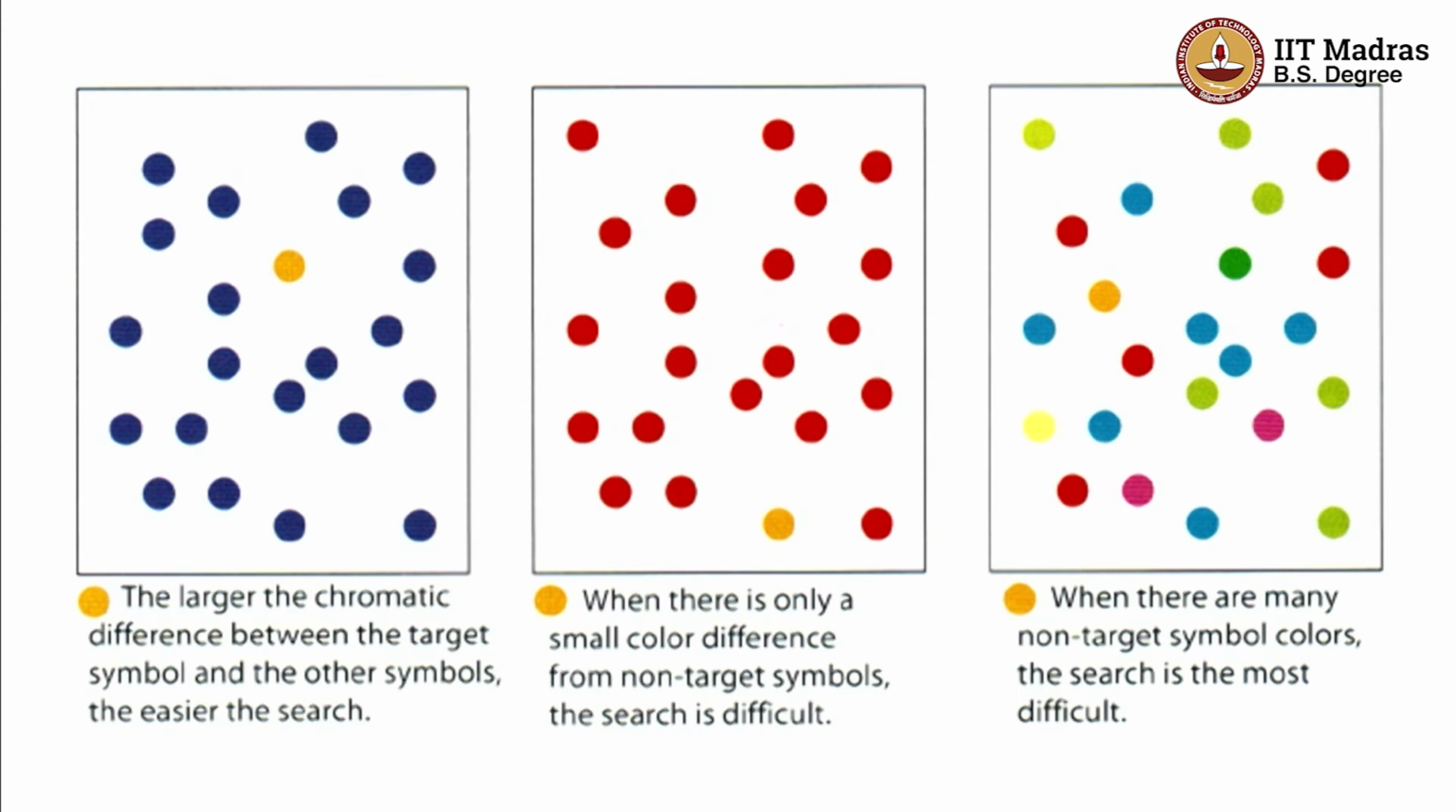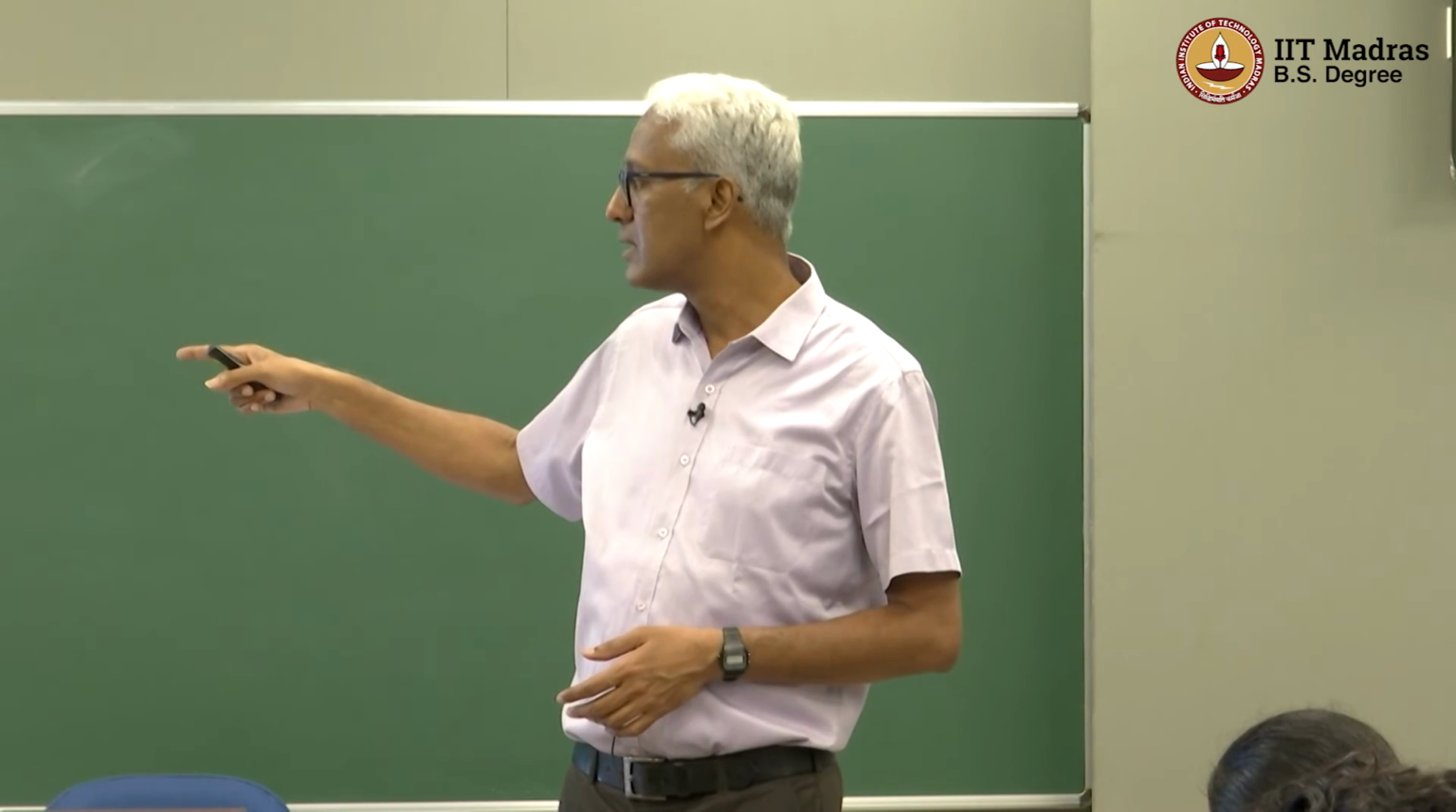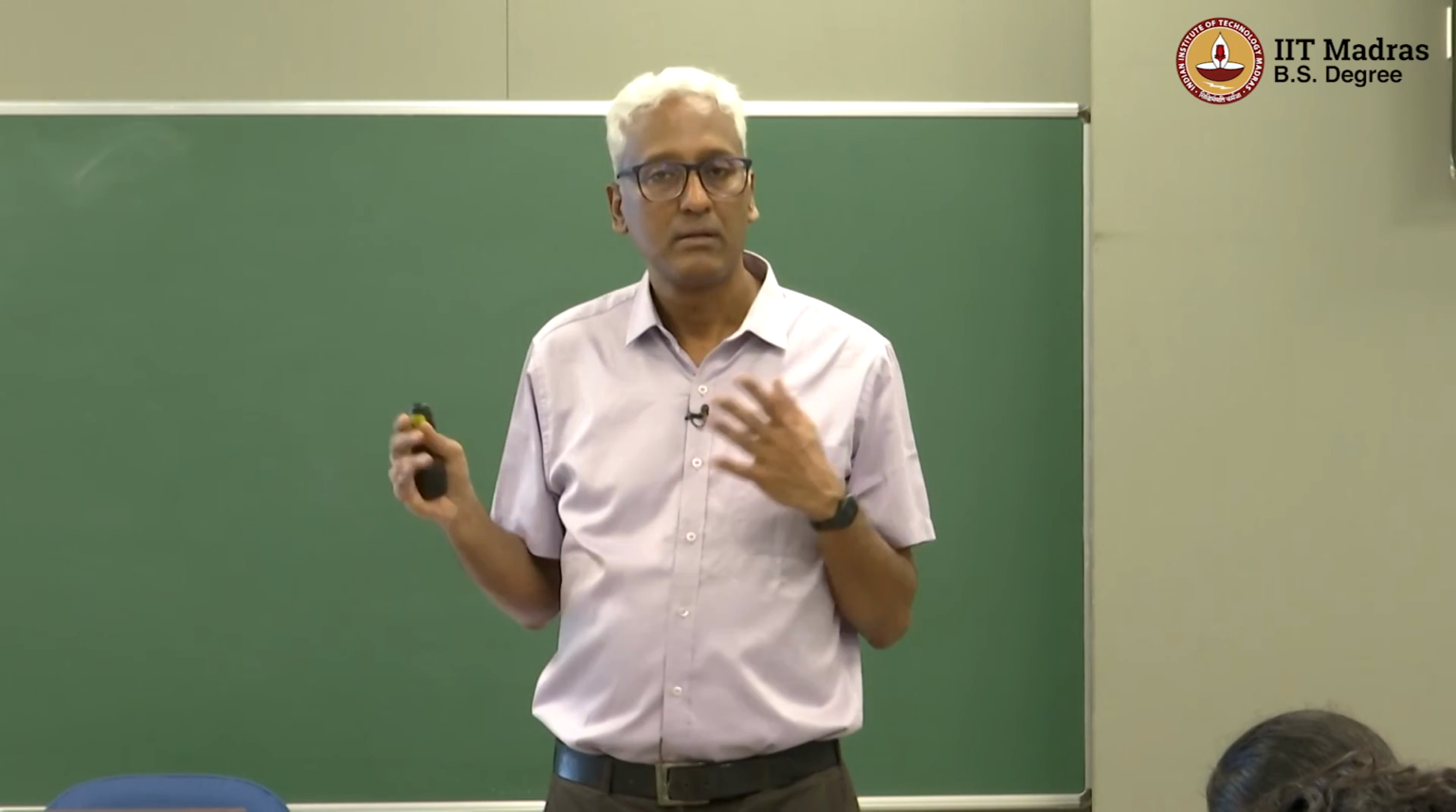Okay. Now in the same way, when there is only a smaller color difference from the target symbol, the search is difficult. Okay, so the orange and red are very close chromatically, and therefore the differentiation is much harder, right? So if you want to use colors to pop out, then you use the largest difference that you can possibly get. When there are many target symbols, the search is the most difficult.